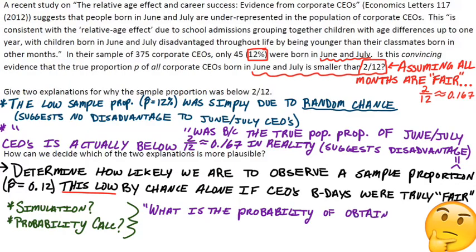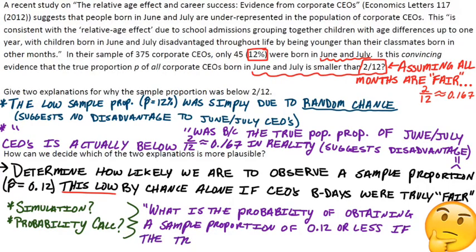And the question is this: what is the probability of obtaining a sample proportion of 0.12 or less? I have to say or less because it helps support our argument. What's the probability we get a sample proportion of 0.12 or less if indeed the true population proportion was supposed to be 2 out of 12, or 0.167 if you'd rather? So that is the question that the thinking face here is really pondering.